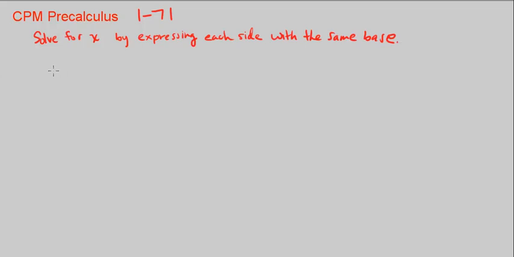This is CPM Precalculus Chapter 1, number 71. Here we're asked to solve the following equations for x by first expressing each side with the same base. Give exact answers using fractions and not decimals. So we should not make something 1.5, we should leave it as 3/2.